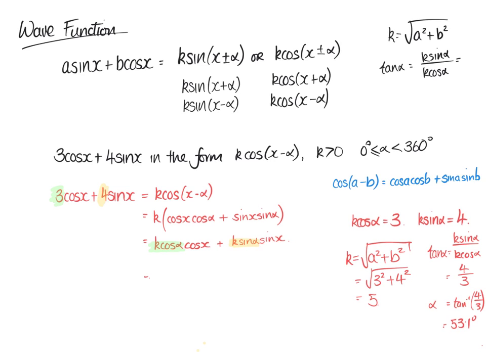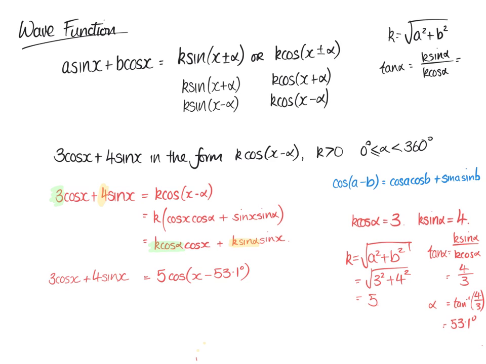So over here we kind of need to write it out. So we're going to get 3 cos x plus 4 sin x is going to be equal to, we know that k is 5, cos of x minus 53.1 degrees. Okay, right, so we're going to do one more example, and that'll be us for this one, okay?